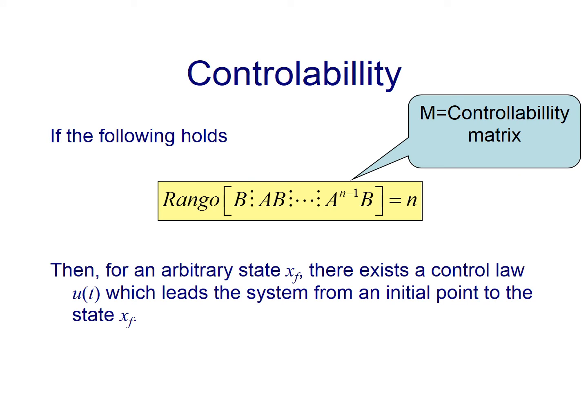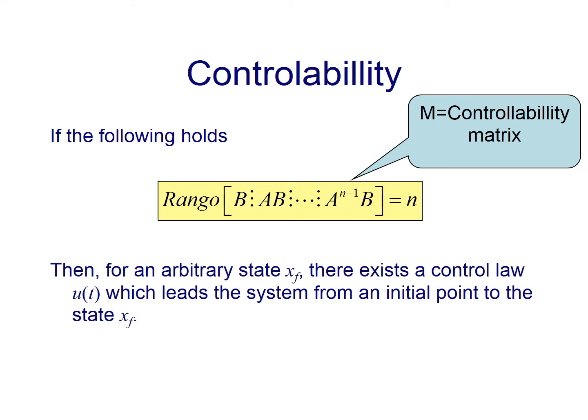But in order to make this an operable condition, we use the following equation here. The rank of this matrix, take a look, is a composite matrix. We have B, which is a vertical vector, A times B, again a vertical vector, and so on until A to the n minus 1 times B. For the kind of systems that we are going to deal with, this is a square matrix. The rank of this matrix should be n in order for all the columns to be linearly independent.